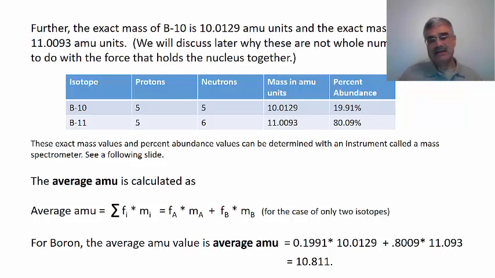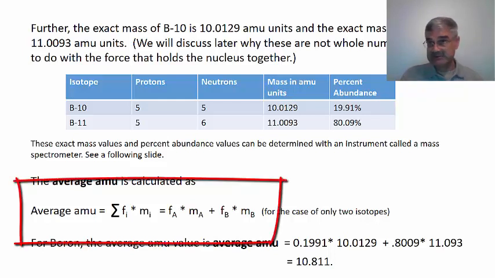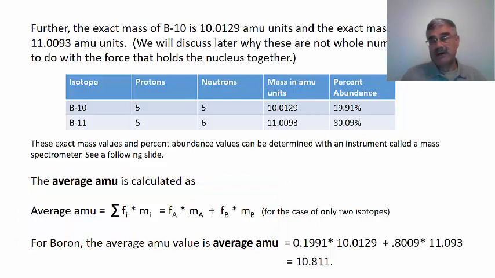So to calculate the average AMU for boron, the average AMU is this sigma, the sum of the fraction, or the percent abundance. That's what F is standing for, the fractional abundance actually, times the mass of each isotope. So if there are only 2 isotopes, which is the simplest case, the fraction of isotope A, the first isotope, times the mass in AMU units of the first isotope plus the fraction of the second isotope times the mass in AMU units of the second isotope.